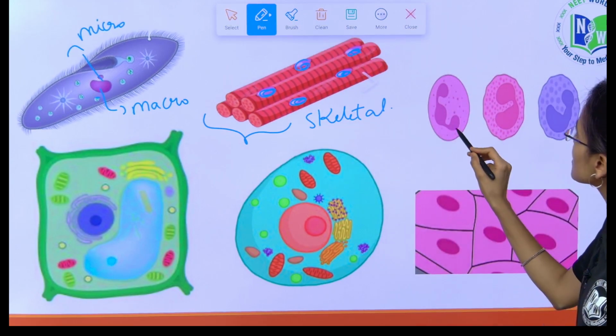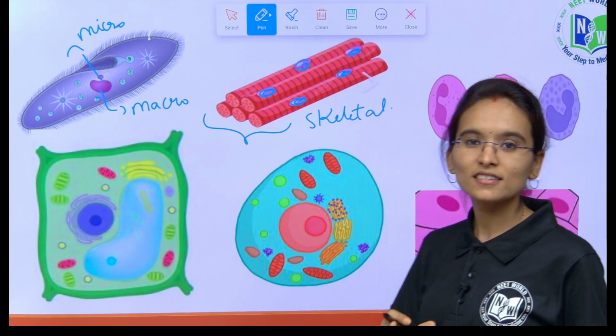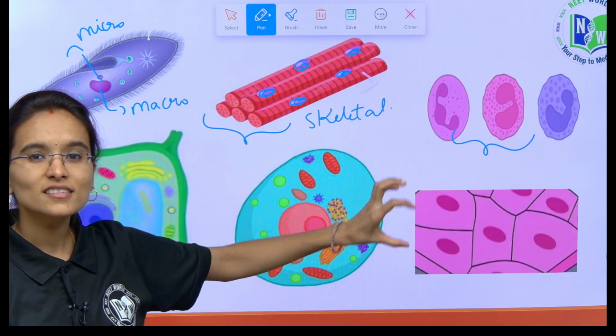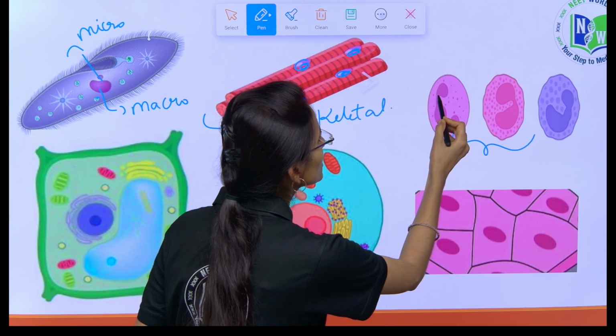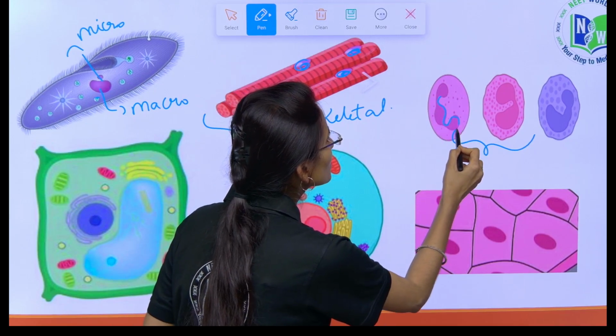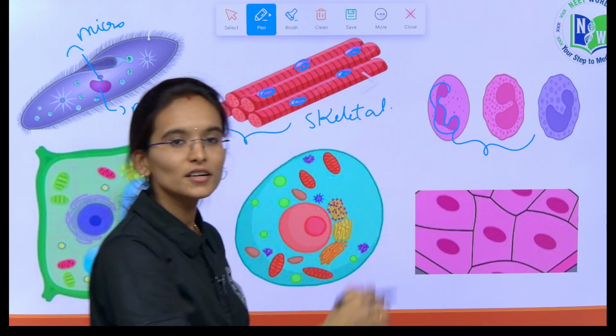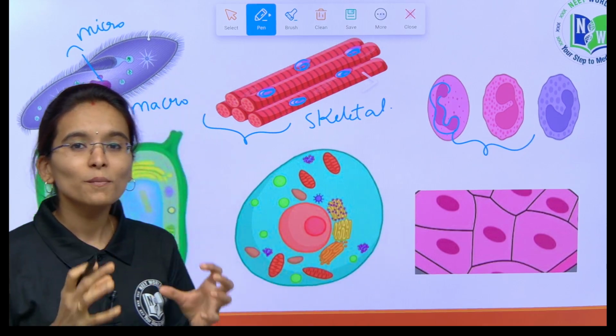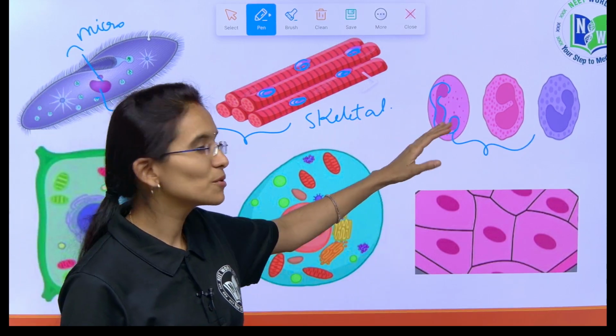Next, coming towards WBCs, the white blood cells. Here the shape of the nucleus is somewhat different. If you see the nucleus present in the WBCs, it is lobed in structure. We can find some lobe-like structures present in the WBCs.